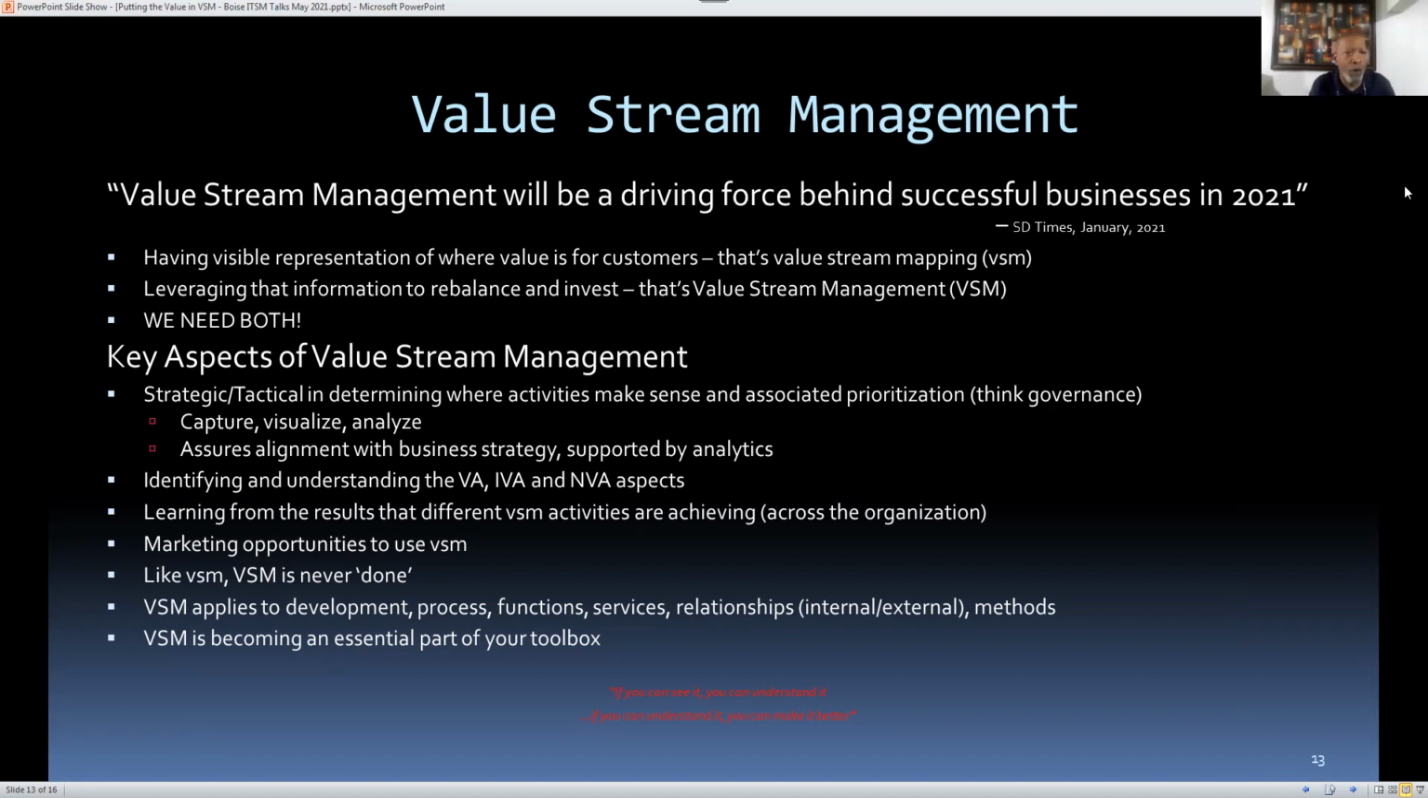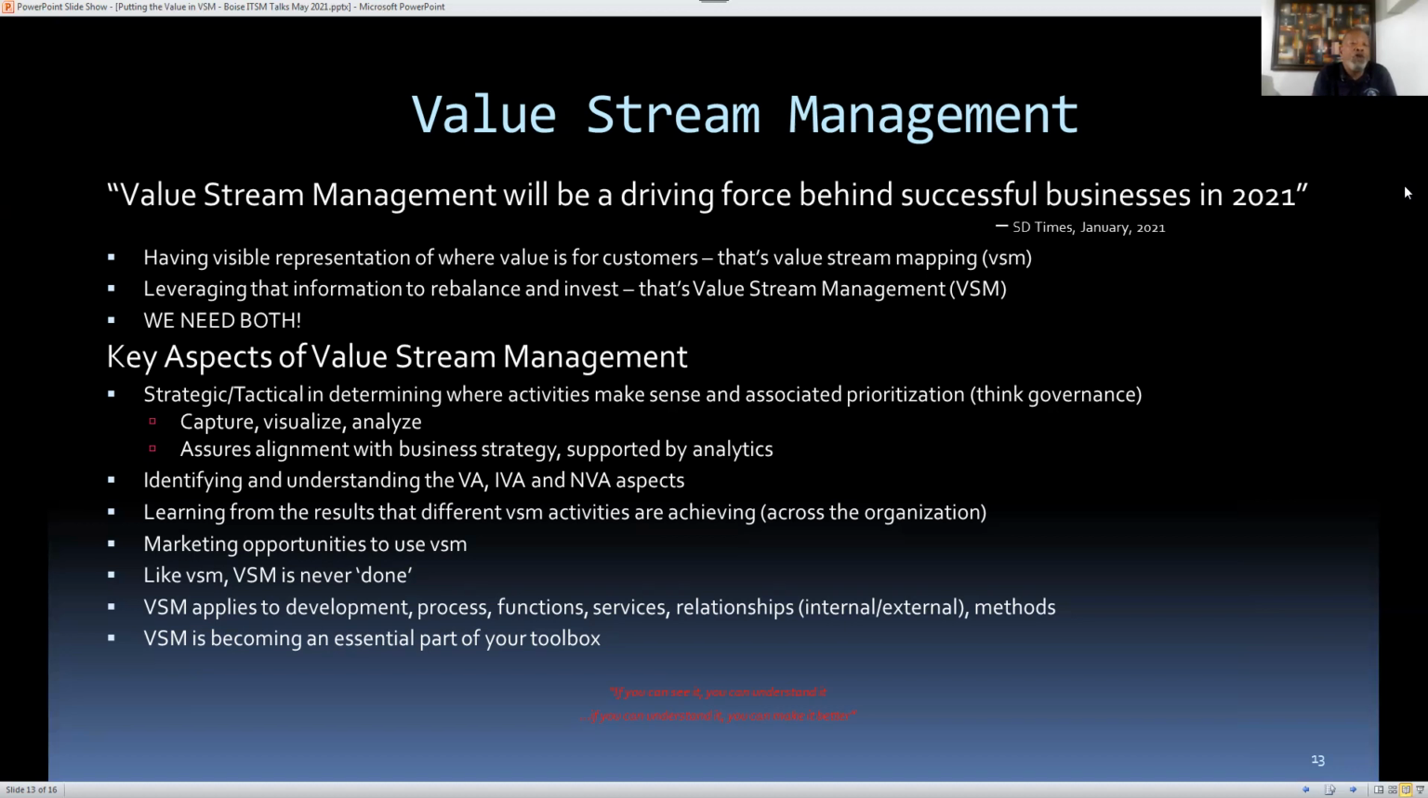And so on that bullet point under the key aspects, because I've added a couple of things based on my own personal experience, but that first thing is not from me. Strategic and tactical in determining where activities make sense and associated prioritization. And so when Jeff had on an earlier slide, you have to prepare the team. Is this a good subject for us to use this tool for? And who's going to be part of that? Let's get our mission and plan and help everybody understand what we're trying to get done.